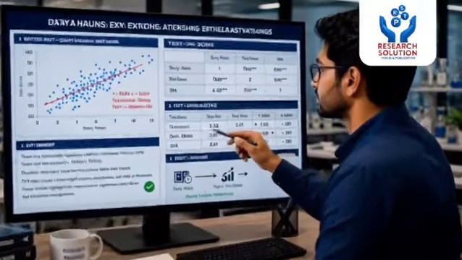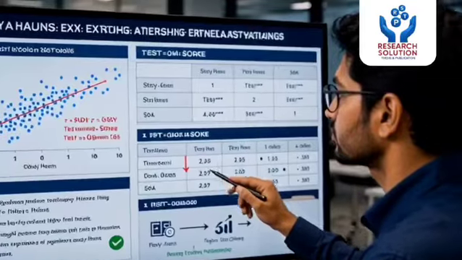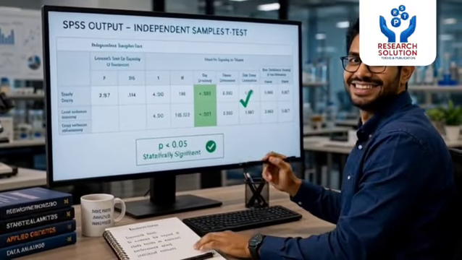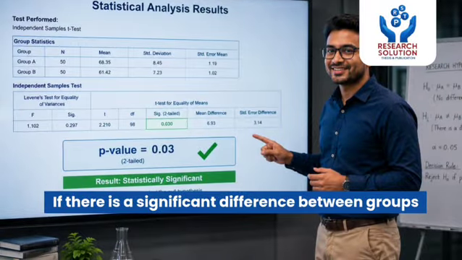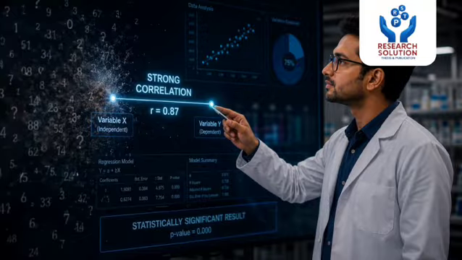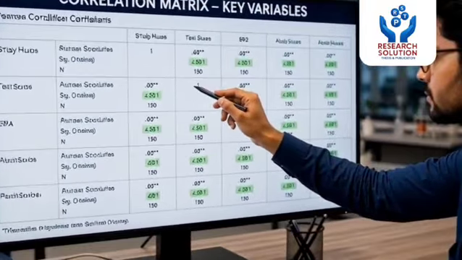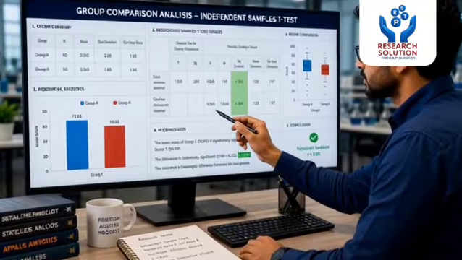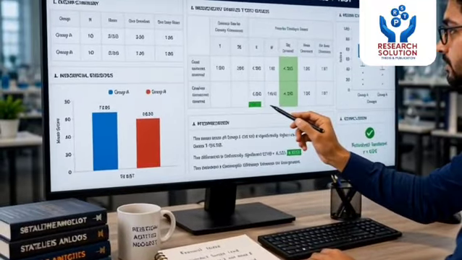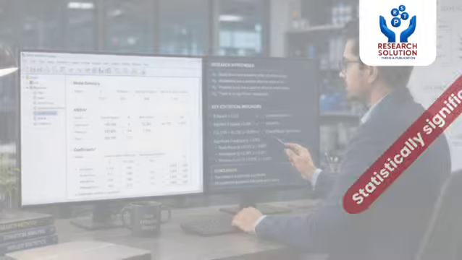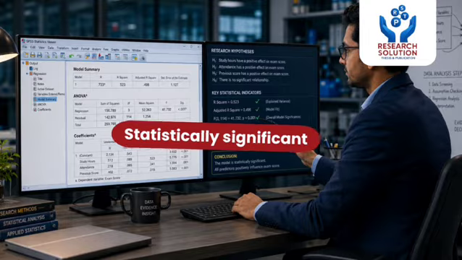If you are conducting a t-test or ANOVA, check whether the p-value is below 0.05 to determine if there is a significant difference between groups. For correlation analysis, look at both the correlation coefficient and the p-value. The coefficient shows the strength and direction of the relationship, while the p-value confirms whether that relationship is statistically significant.